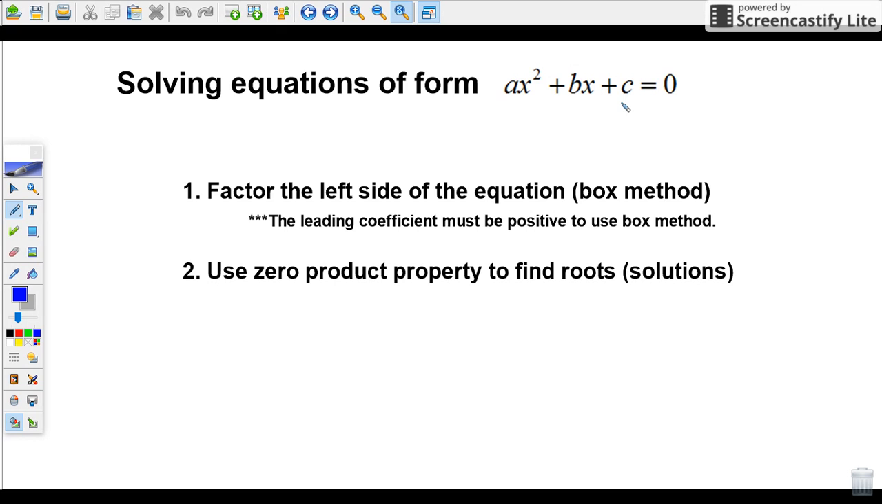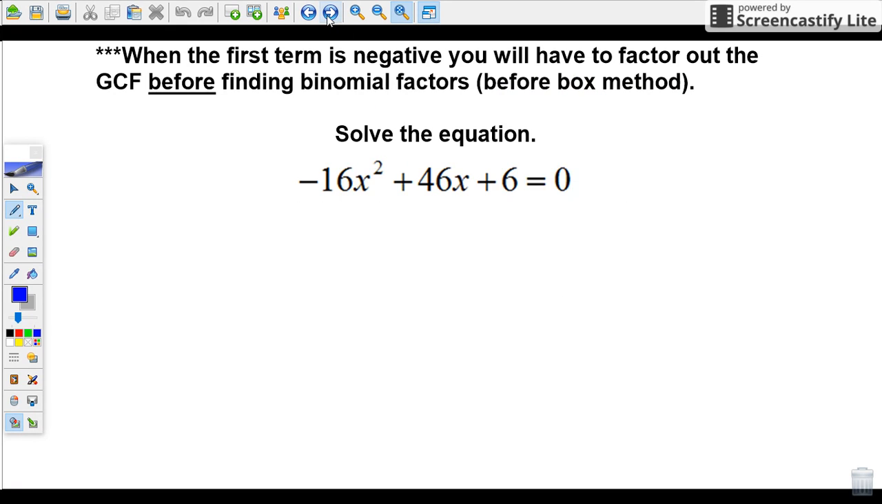A thing to remember is that the leading coefficient must be positive. So if this a is negative, we need to factor out at least a negative and any other GCF with the negative sign. After we factor, we're going to use zero product property, set each factor that has a variable equal to 0 to find the solutions or the roots. So just a reminder, when that first term is negative, we're going to have to factor out the GCF.